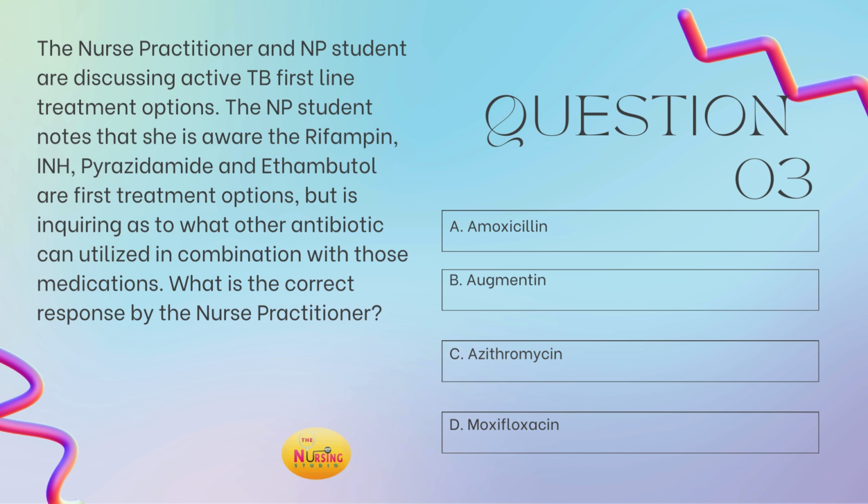All right, so still the question here: what is the correct response by the nurse practitioner? So what are we responding to? So they're discussing first-line treatment for active tuberculosis, but the NP student is saying, hey, I know that we treat with RIPE, rifampin, INH, pyrazinamide, ethambutol, but there's also other options that you can utilize in combination. So what is that? So there is one other alternative that you can utilize, which is D, moxifloxacin. And they typically do that with your rifampin, your INH, and your pyrazinamide. Okay, so INH, your rifampin, pyrazinamide plus the moxifloxacin.